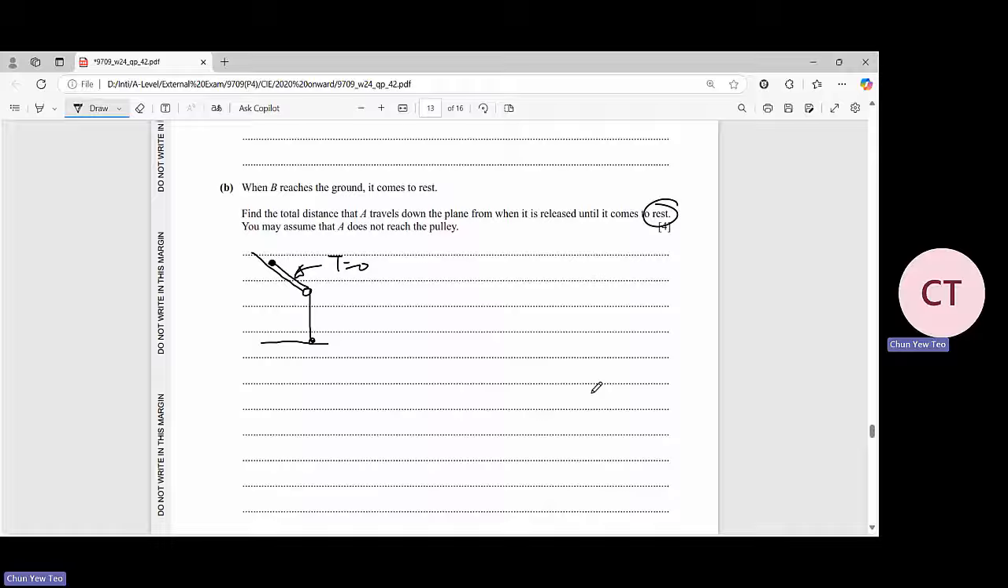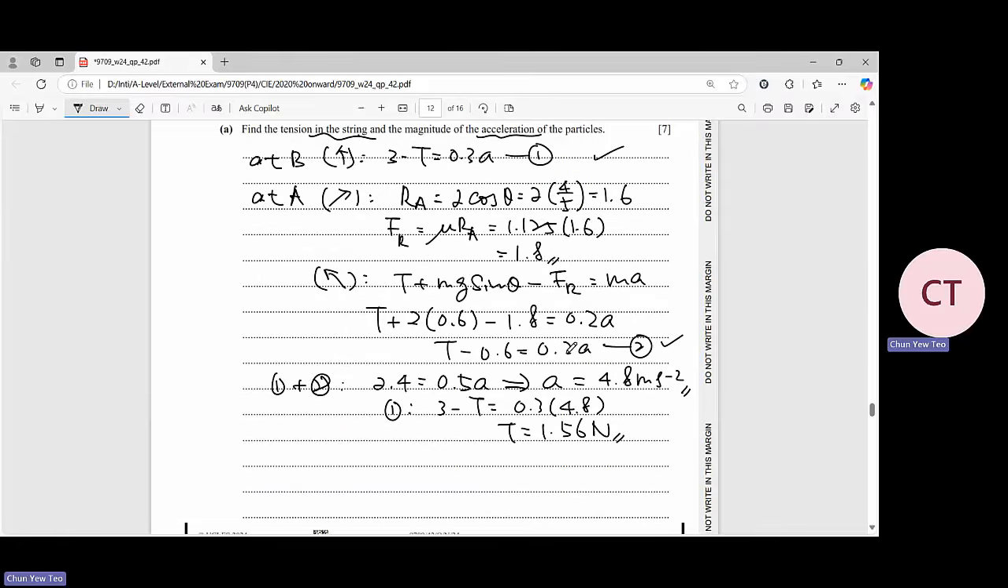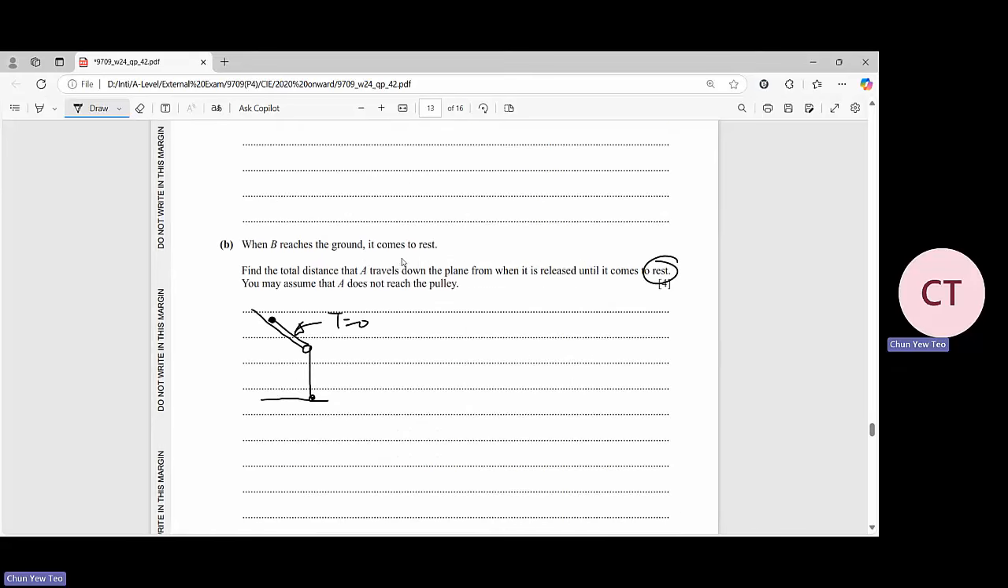Originally, with the tension, the formula for A is like this. Suddenly the tension becomes 0, so we have to recalculate again. So at A, I have mg sine theta minus frictional force is equal to ma. Your m is 0.2, g is 10, so it's 2 sine theta minus the frictional force. The frictional force remains unchanged. Then it is equal to 0.2 a.